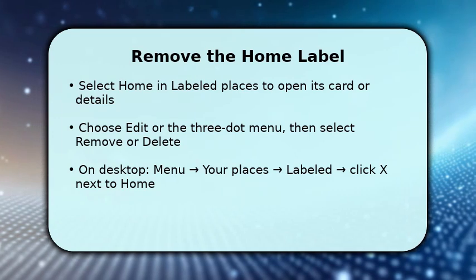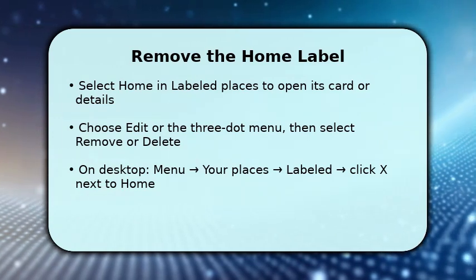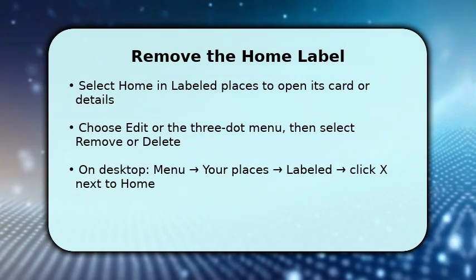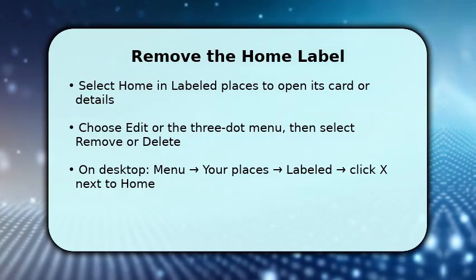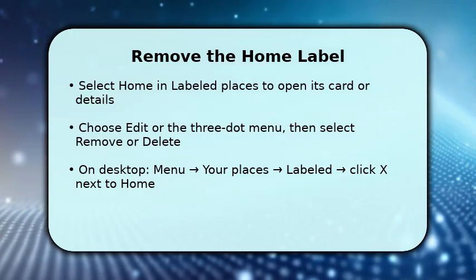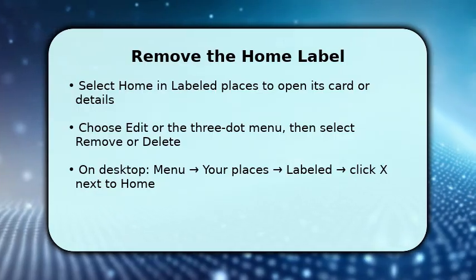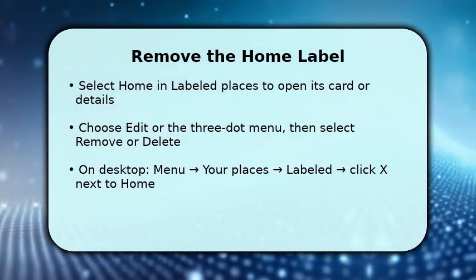Open the Home label card and choose Edit or the three-dot menu, then select Remove or Delete. On desktop use menu > your Places > labeled and click the X beside Home. On mobile, tap Remove from Labeled or Delete.